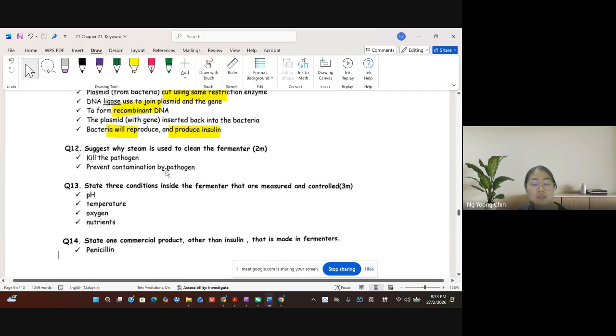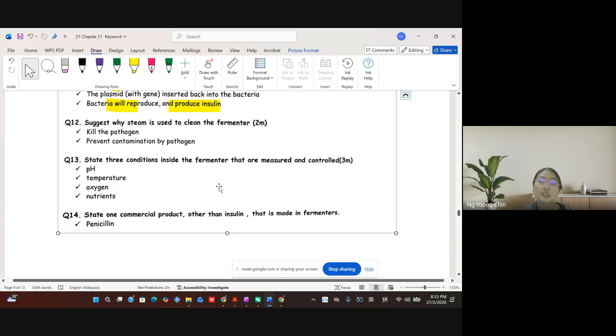Then the part in the fermenter, for example, the steam, they can release the steam to kill the pathogens and reduce contamination. And then for the conditions inside the fermenter, you can use a probe to measure the change in pH, temperature, and oxygen.